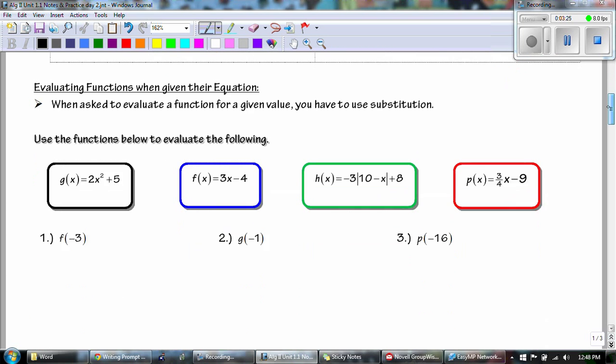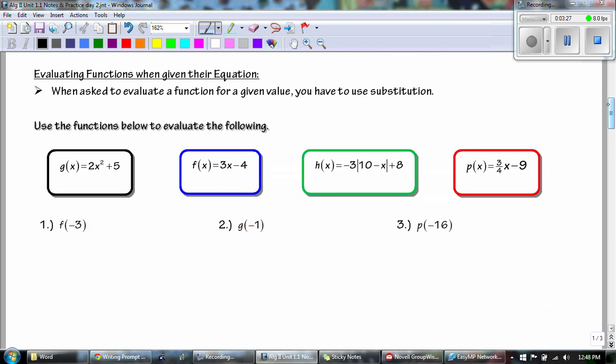All right, so today what we're going to be working on is practice solving, evaluating functions when given their equation. So when asked to evaluate a function for a given value, you have to use, oops, that's not my highlighter. Here it is, substitution. Okay, so we just need to pay attention to which function they're asking for.